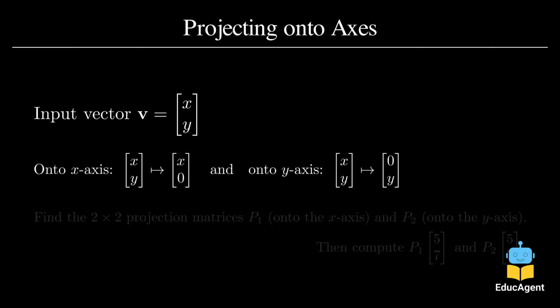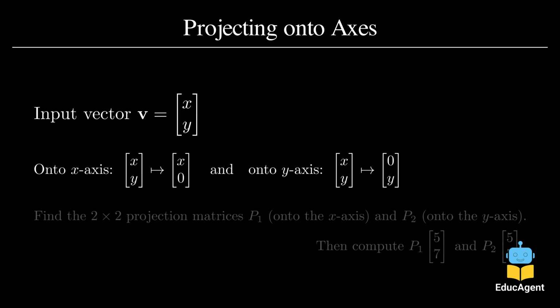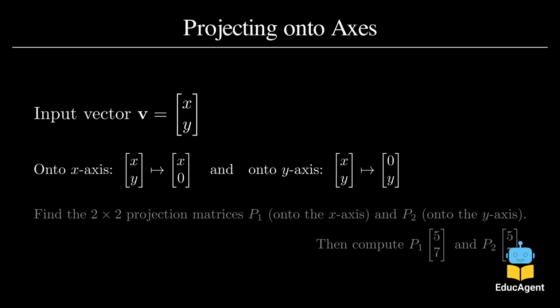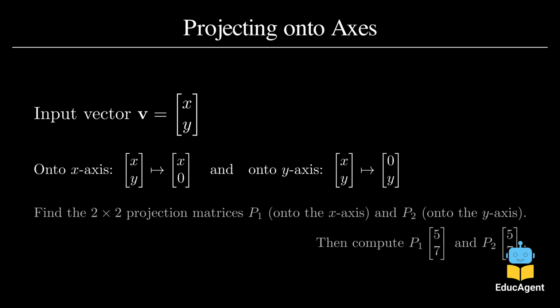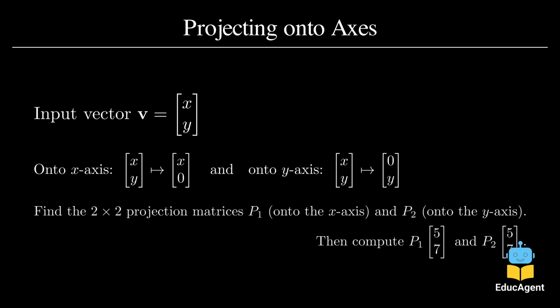Here's the problem we'll solve today. We want two matrices that drop a vector straight onto an axis. One matrix sends (x, y) to (x, 0) onto the x-axis, and another sends it to (0, y) onto the y-axis. Then we'll test them on (5, 7).